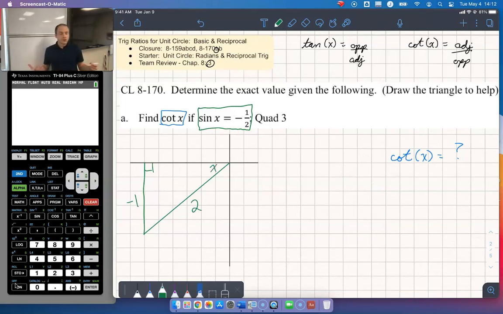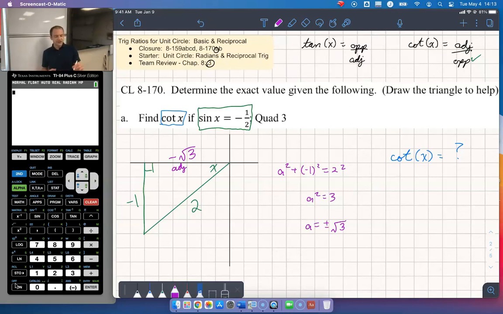For cotangent, I know my opposite side right away. It's negative 1, no real work needed. But how do I find my adjacent side? That would be the Pythagorean Theorem. a squared plus negative 1 squared equals 2 squared. So a squared would equal 3, and when you square root you do the plus or minus sign. Which one is it, positive or negative? We're at the negative x's, so it's a negative radical 3.